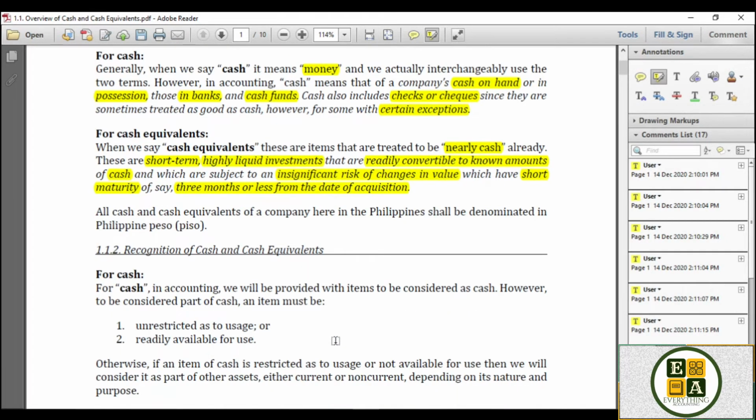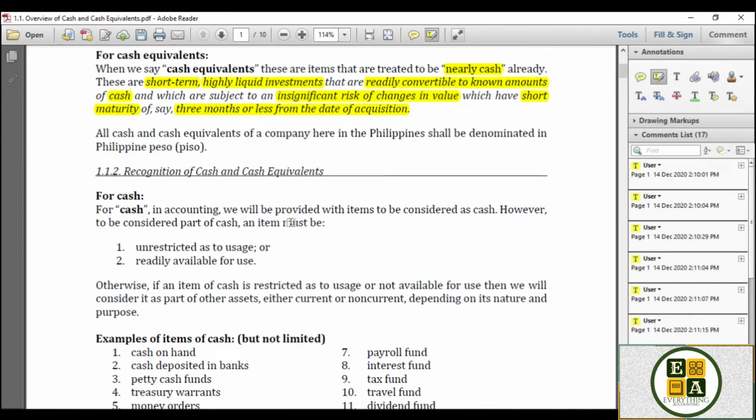Of course, we are here in the Philippines. Cash and cash equivalents should always be denominated in Philippine peso.